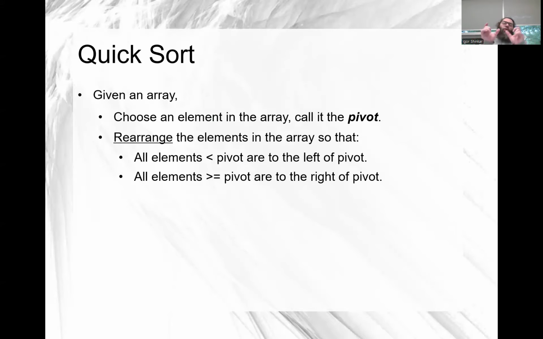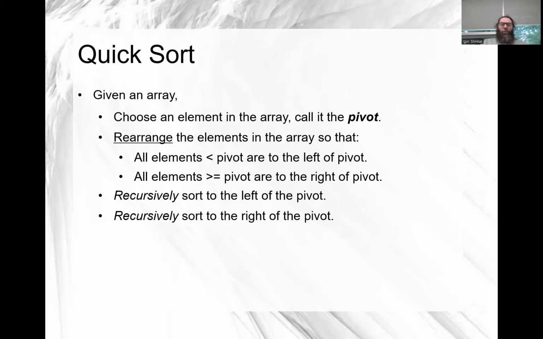Now the array is not sorted, but we know that everything on the left of the pivot is smaller than the pivot, and everything on the right is greater than the pivot. Which means we can recursively solve each half, and if we do this, then we get a completely sorted array. It's different from merge sort, where we first sort one half, then the other, and then we merge them. Here we do something different.